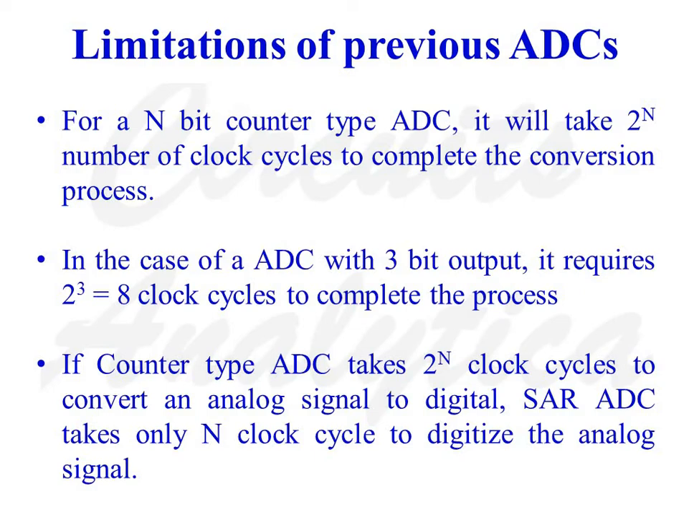If a counter type ADC takes 2 raised to n clock cycles to convert an analog signal to its digital equivalent, a successive approximation register analog to digital converter takes only n clock cycles to digitize the analog signal.